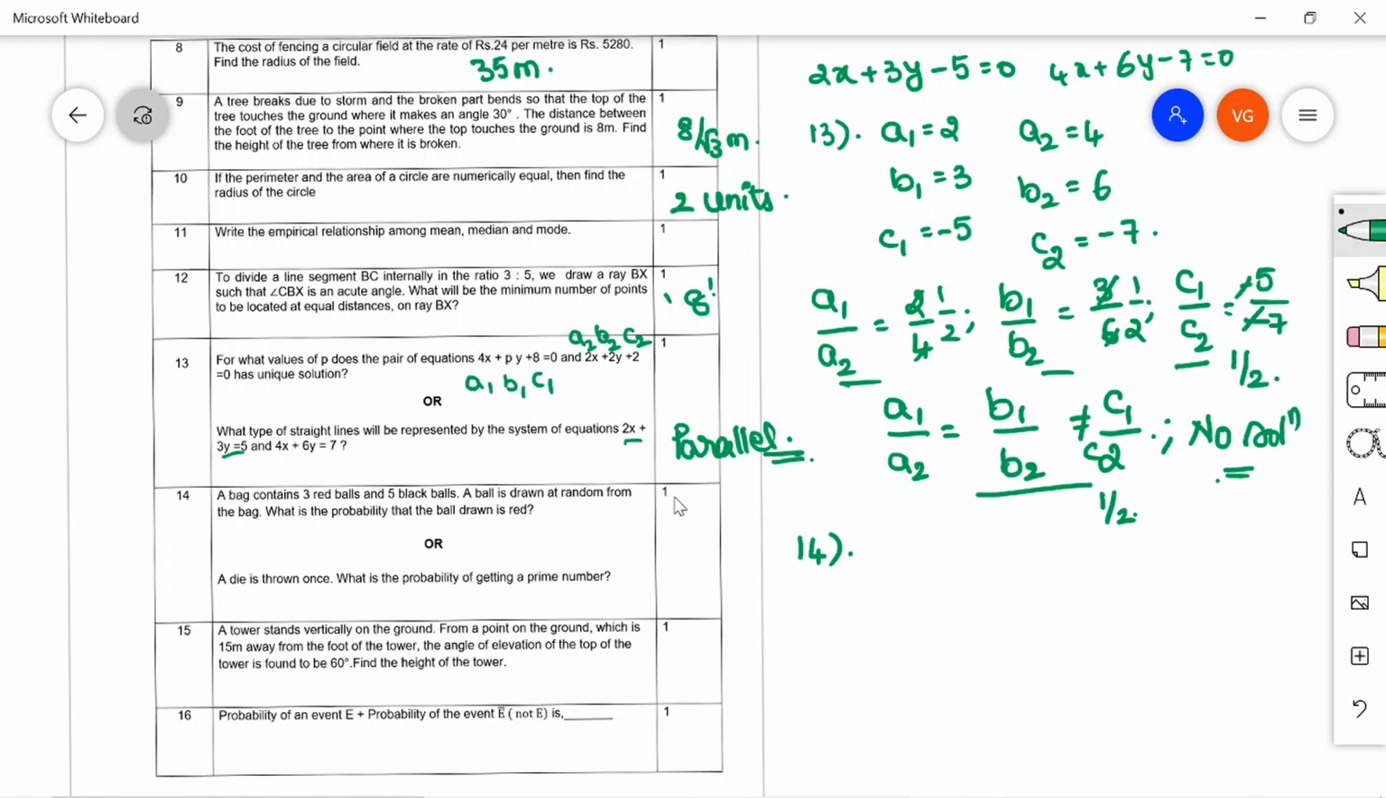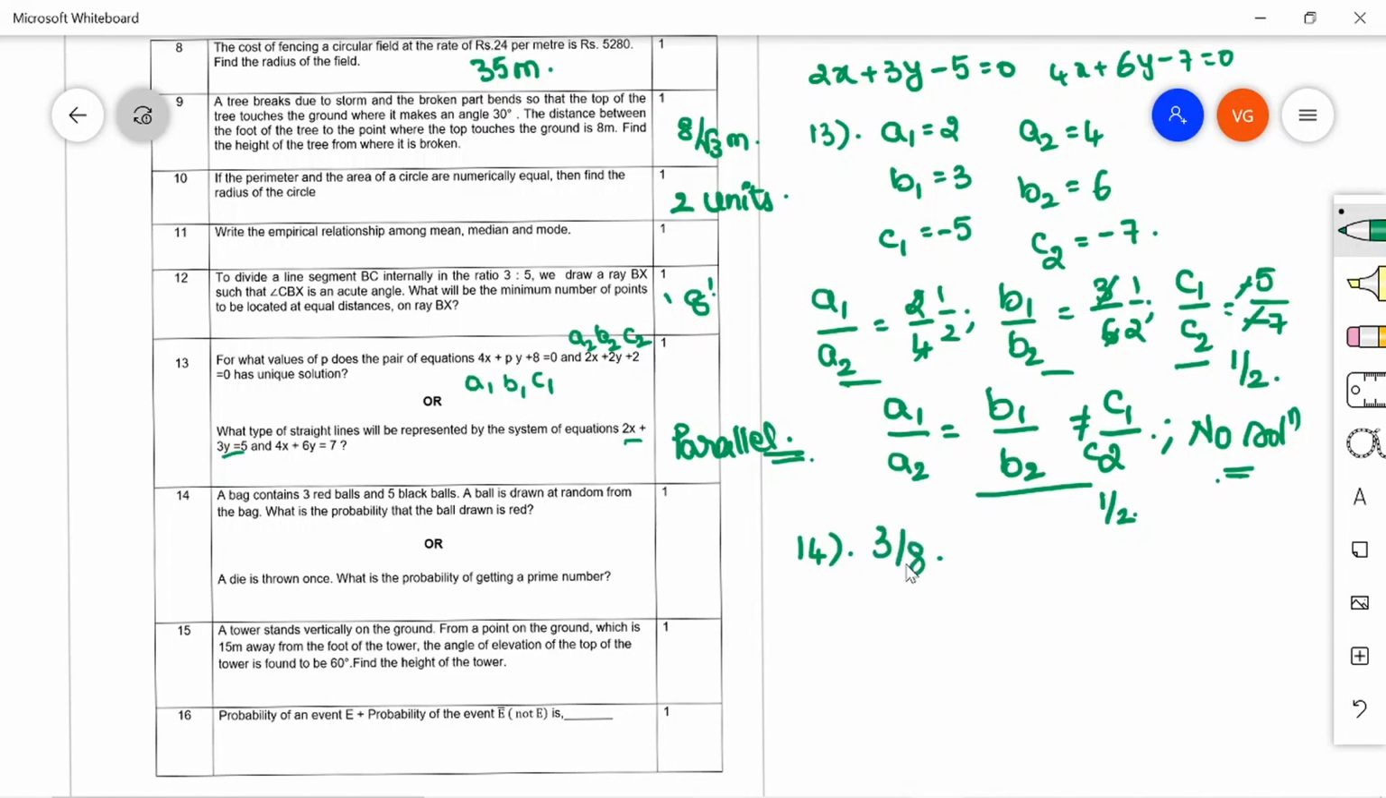So again, either or, these two questions are from probability only. So very easy. A bag contains 3 red balls and 5 black balls. A ball is drawn at random from the bag. What is the probability? So number of outcomes is 3 plus 5 is 8. They're asking for red, and for red are 3 balls. So directly you can write it as 3 by 8.